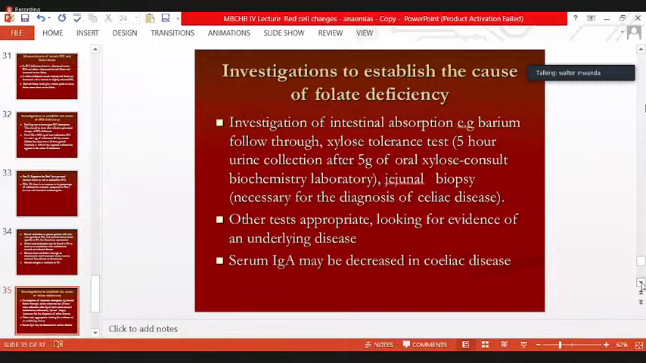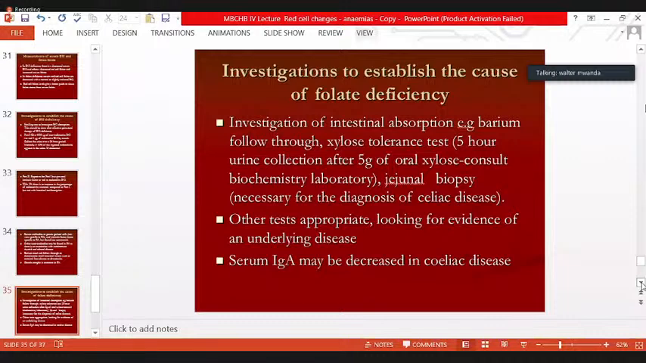of folic acid deficiency by following the absorption pathway or the small gut pathology. We know that the jejunum is where most folic acid is absorbed. In situations such as celiac disease, jejunal biopsy may be necessary to demonstrate the presence of celiac disease. Other tests may be appropriate to look for evidence of other underlying causes.